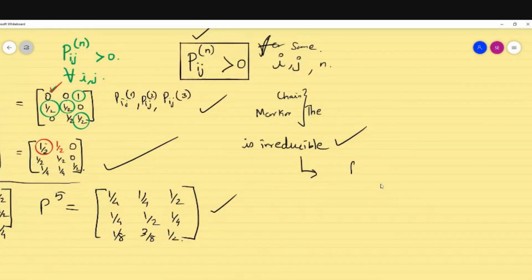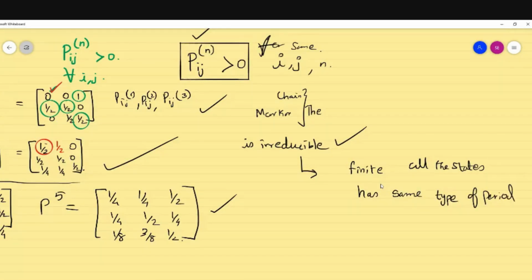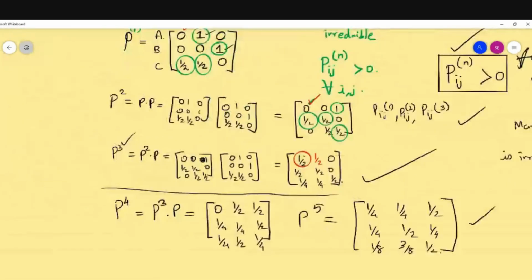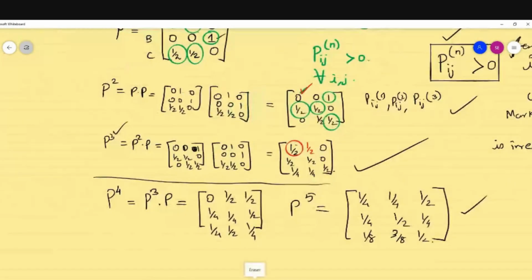Now, what we know, if a Markov chain is irreducible and finite, then all the states have the same type of period. That means if state 1 is periodic, all the states are periodic. If state 1 is aperiodic, you don't need to find the other states. Everything I have given in the material, very clear, you can verify. Now we have proved this is irreducible.